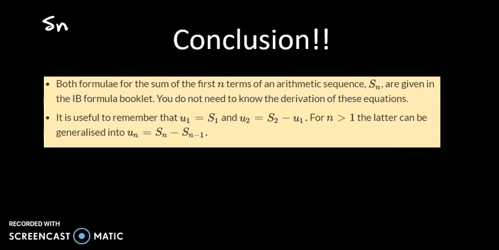Secondly, it's useful to remember that u1 is equal to s1. This is very crucial when you're solving arithmetic series questions. And also u2 is the same as s2 minus u1. So for n greater than 1, the general formula for this is un is equal to Sn minus Sn minus 1.